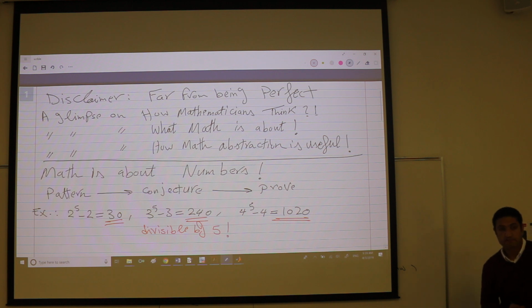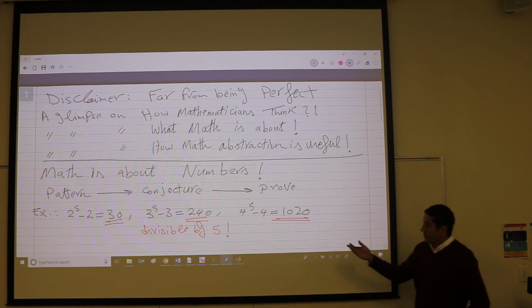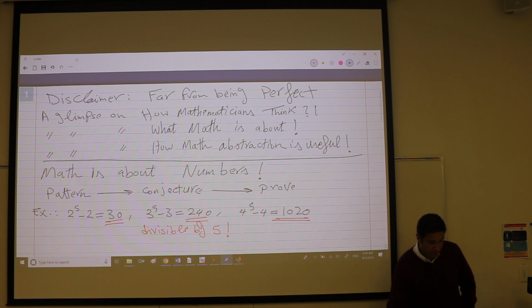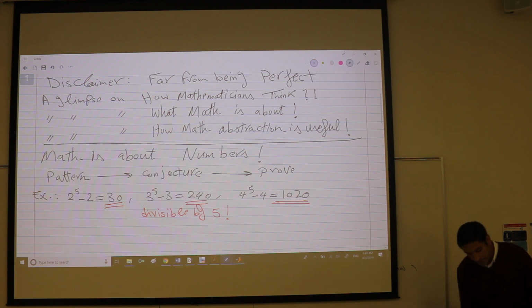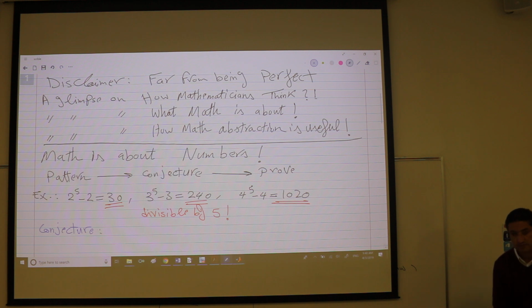Right? So from here you form a conjecture. What's the conjecture? Can anybody say something? What's the conjecture that you form from here? This is what your intuition says. When you see this pattern, what do you form as a suggestion? What do you see? n to the 5 minus n is divisible by 5 for all natural numbers, right?